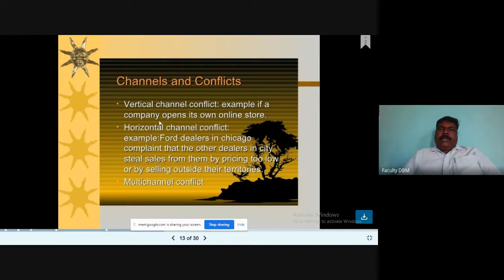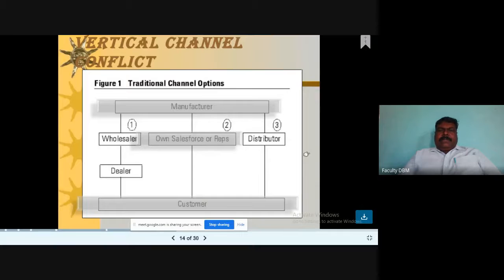Channels and conflict: vertical channel conflict and horizontal channel conflict. You would have seen a manufacturer open its own online store. For horizontal channel conflict, four dealers in Chicago complained that other dealers in the city steal sales from them by pricing too low and selling outside their territories. This is what happens.